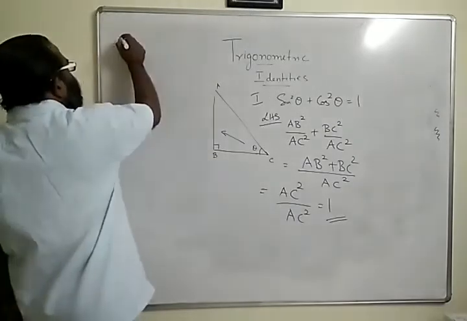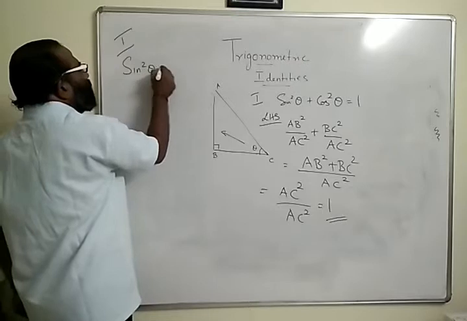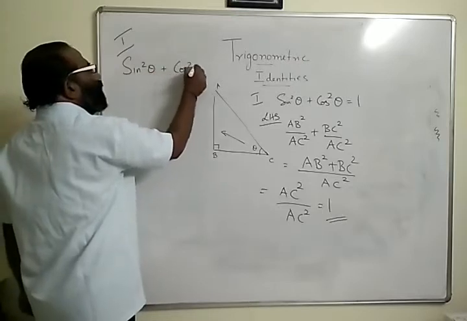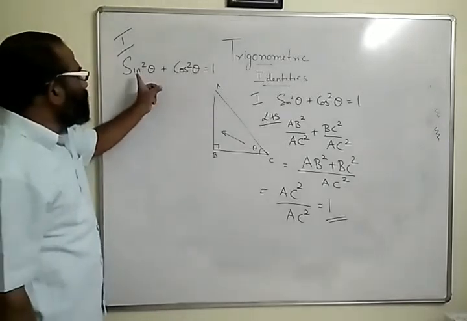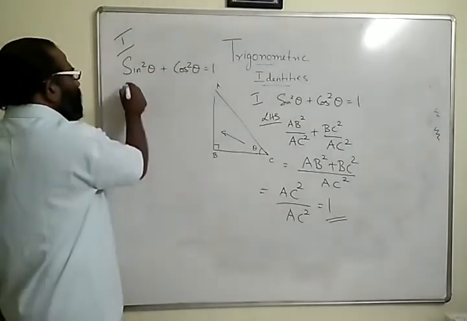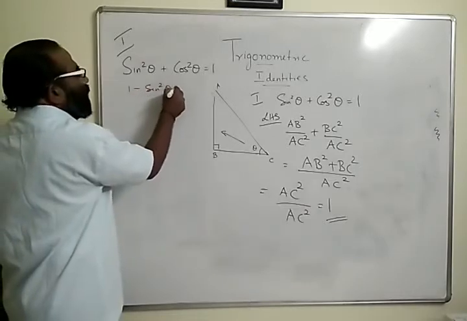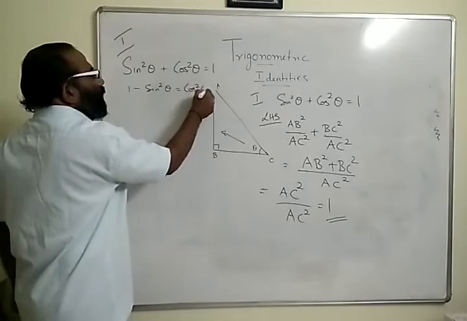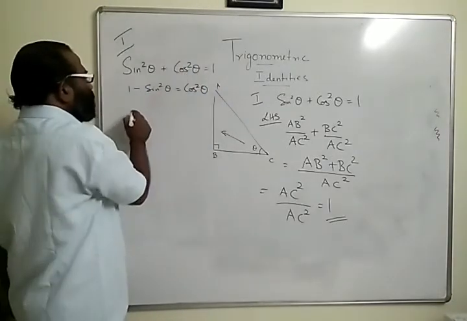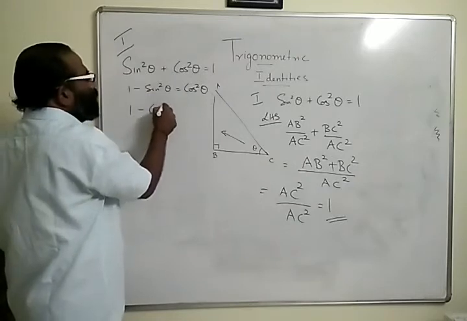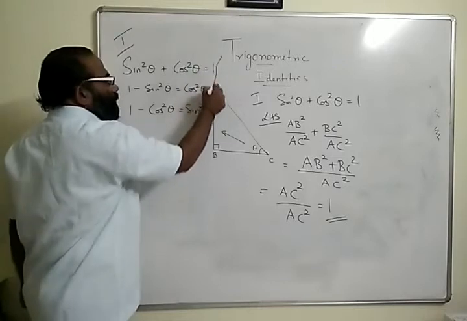So the first important identity is sin squared theta plus cos squared theta equals 1. And the variations of this: taking the sin squared to the other side, I can write 1 minus sin squared theta equals cos squared theta. Or if I take the cos square to one side along with 1, I can write 1 minus cos square theta equals sin square theta.